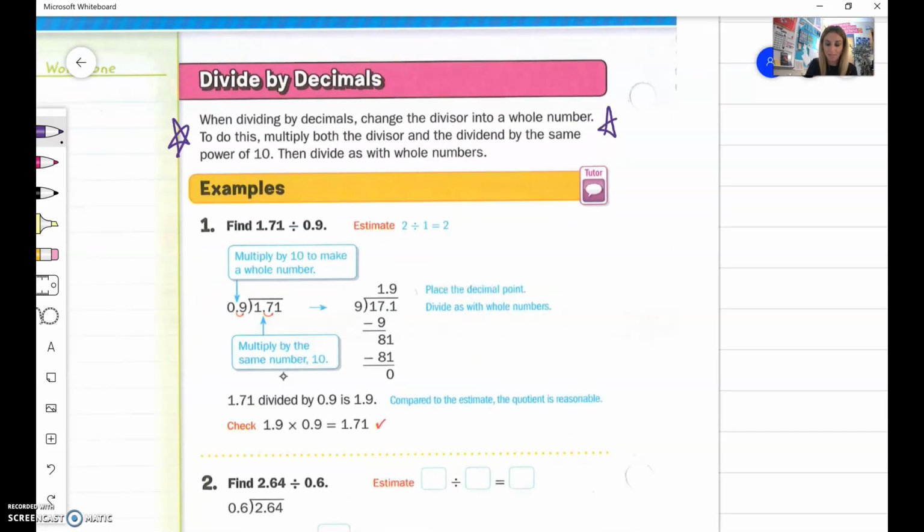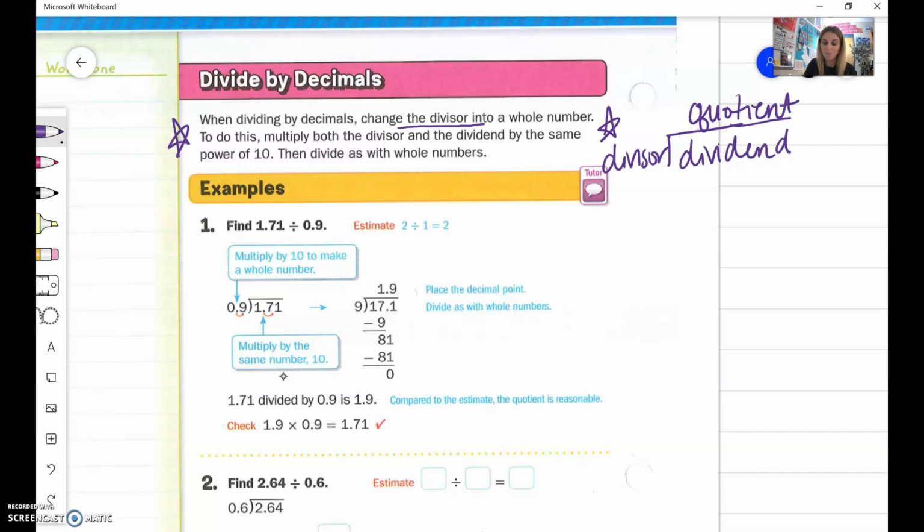When we divide by decimals, we change the divisor into a whole number. Remember, the divisor is the outside number. So you have your dividend, the number you're dividing, the number you're dividing by, and then you have your quotient, which is your answer. So go ahead and write that somewhere.